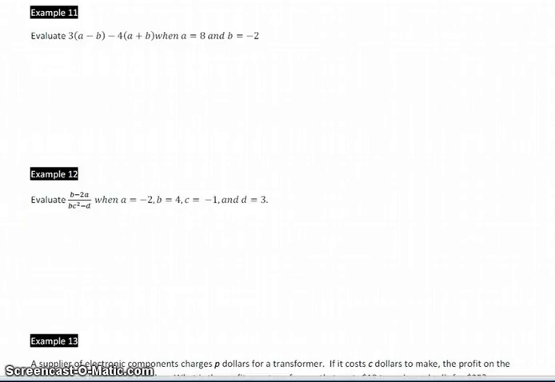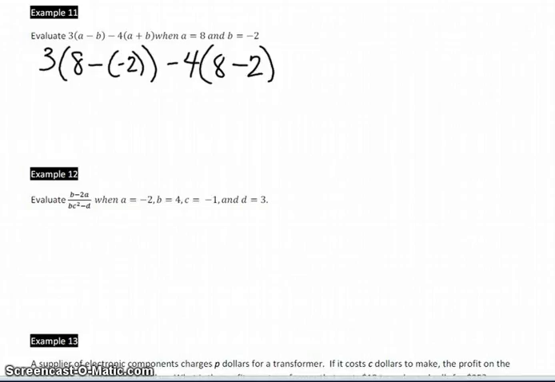Okay, let's see how we did. We're going to substitute A equals 8 and B equals negative 2 in for A and B. So I have 3 times the quantity 8 minus a negative 2, minus 4 times 8 minus 2. Doing inside the parentheses first, I have 3, and minus a minus is plus, so we have 8 plus 2 is 10, minus 4 times 8 minus 2 is 6.